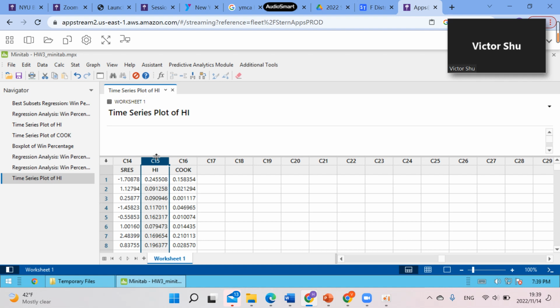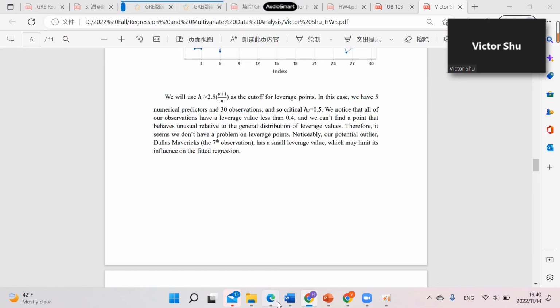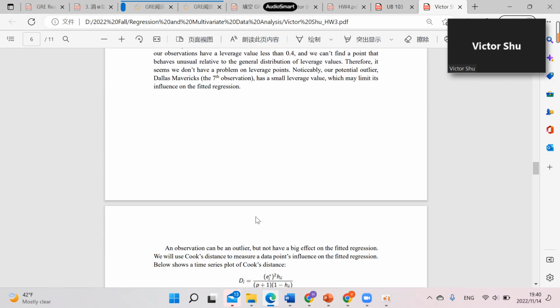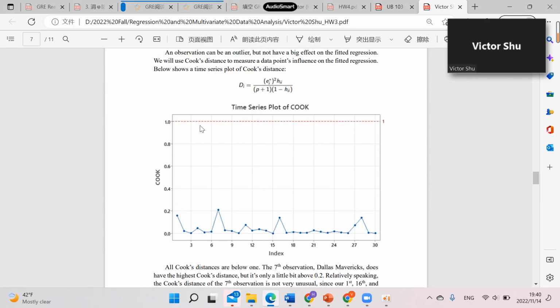But the bottom line is you have to understand what is an outlier, what is a leverage point, what is an influential point, and what Cook's distance measures. The Cook's distance measures the influential point. From this example, I don't have an influential point. Actually, all of my Cook's distances, the highest one is just a little bit above 0.2. It's not even close to the cutoff point of 1.